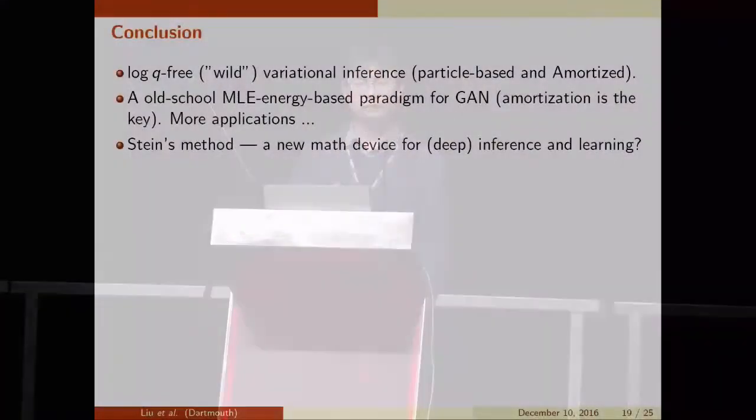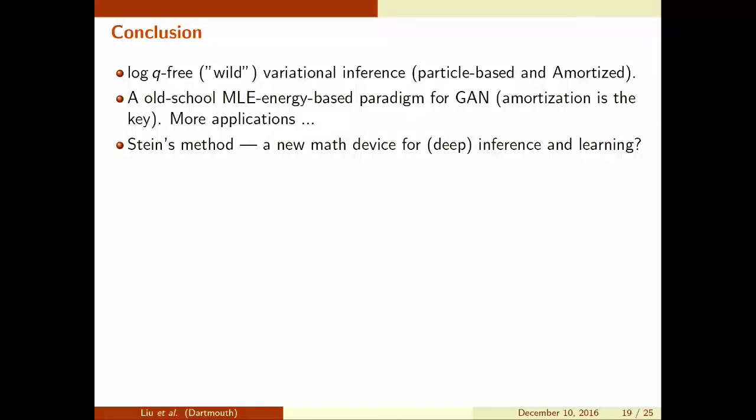So to conclude, we have some ideas about how to do log q-free or wild variational inference, and we used it to turn an old-school maximum likelihood training of energy models into a modern-style GAN method. Another key message I want to bring is that we are eager about new mathematical devices for learning and inference. It looks like Stein's method, which has been used by theoretical statisticians, seems to provide some new opportunities for new methods. So thank you very much.